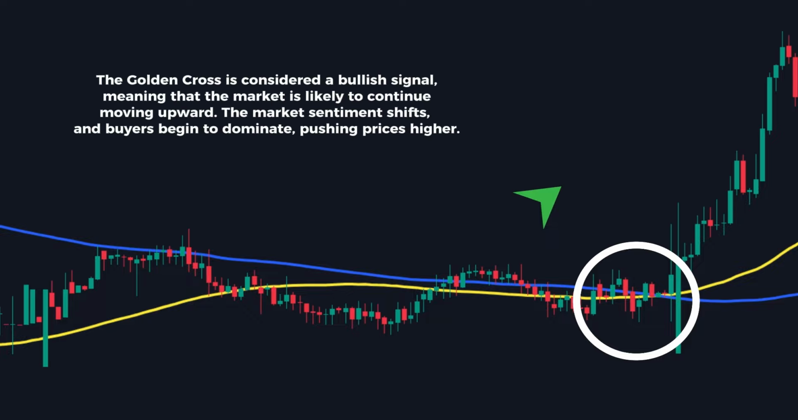The Golden Cross is considered a bullish signal, meaning that the market is likely to continue moving upward. The market sentiment shifts, and buyers begin to dominate, pushing prices higher. But let's be clear, not every Golden Cross will lead to a huge rally. And it's not a foolproof strategy. It's a powerful tool when combined with other technical indicators, and that's exactly what we'll explore next.